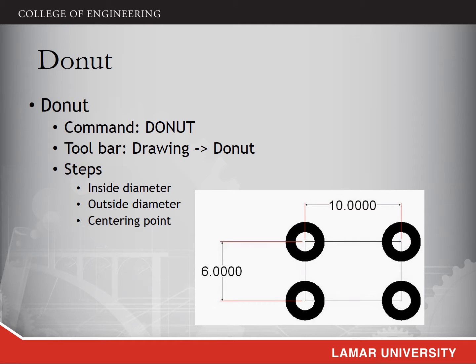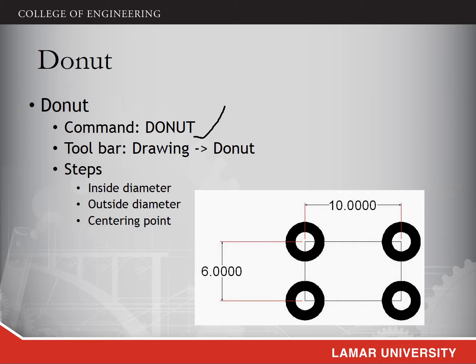The next command we will learn is donut. This command will generate two circles with the same center, and the region between these two circles is filled with a certain color. You can also go to the toolbar, find the drawing menu and the donut icon to generate a new donut. There's only one way for us to define a donut. First, you have to identify the inside diameter, and then you have to specify the outside diameter. Finally, you need to use your cursor or the coordinates to identify the center of the donut so that you can insert one donut on the drawing.